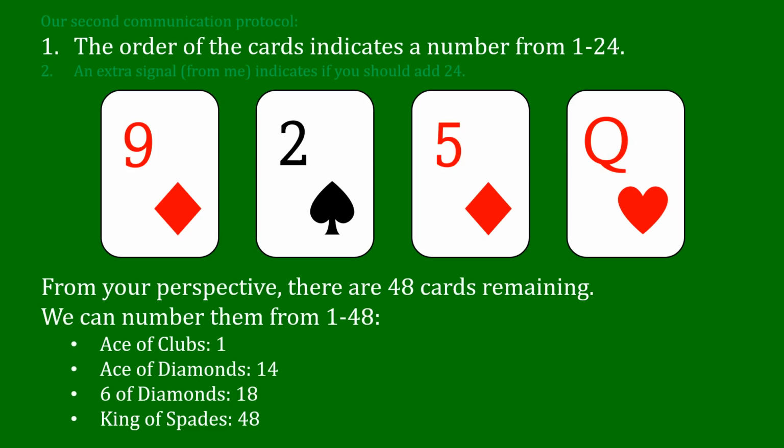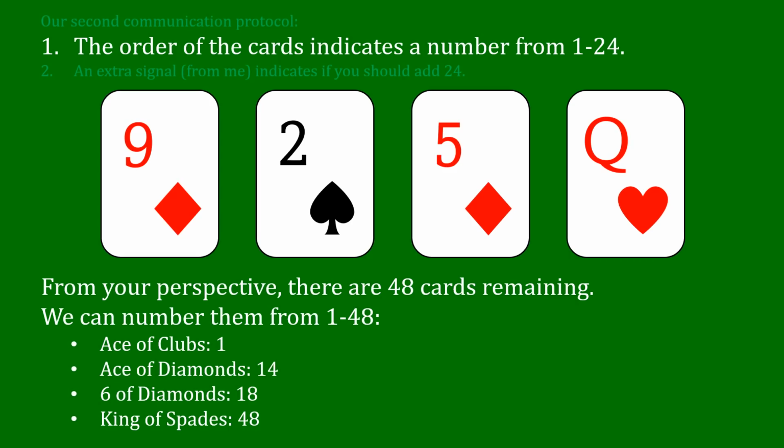The Ace of Diamonds is number 14 because there are 13 cards that come before it, but things can get a bit tricky. The 6 of Diamonds is typically 5 cards after the Ace of Diamonds, so we'd usually think it's 19. But it's actually 18 because the 5 of Diamonds is one of the face-up cards. This is also why the last card, the King of Spades, is number 48, even though in a full deck of cards it would be number 52.